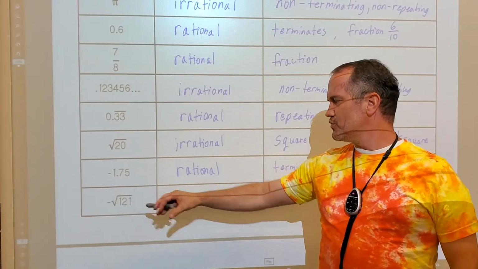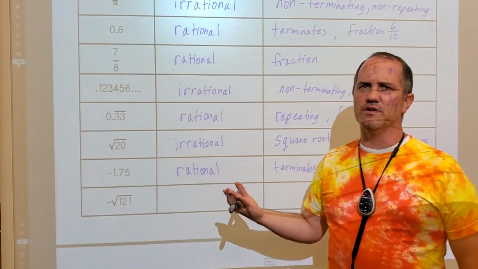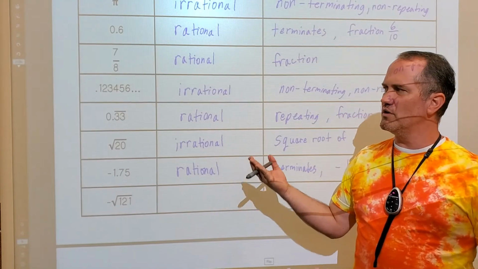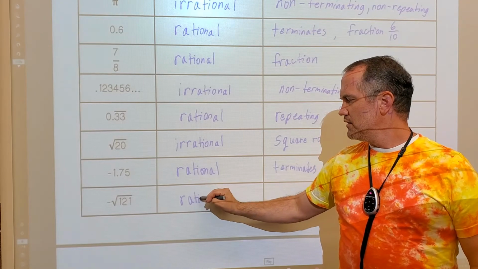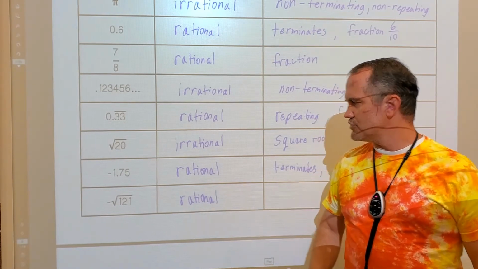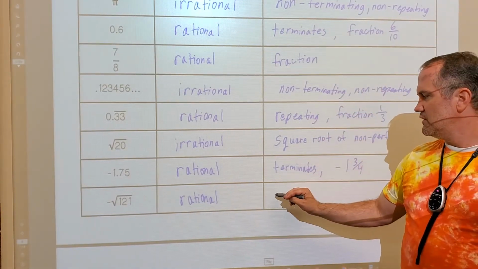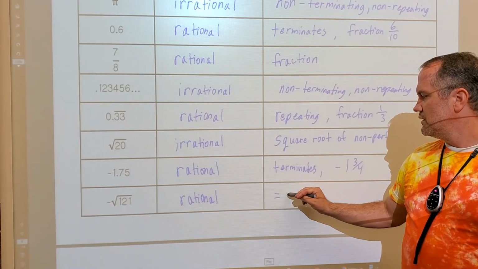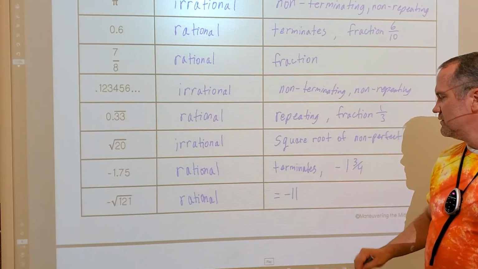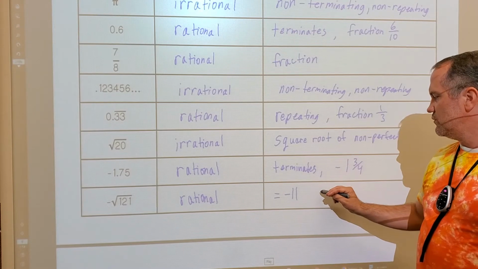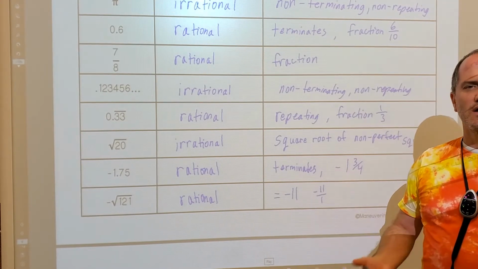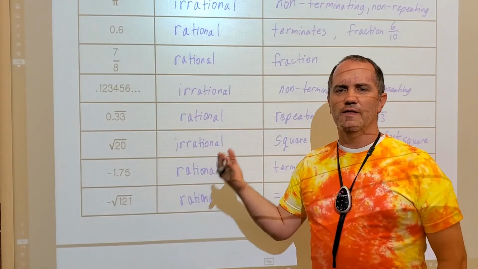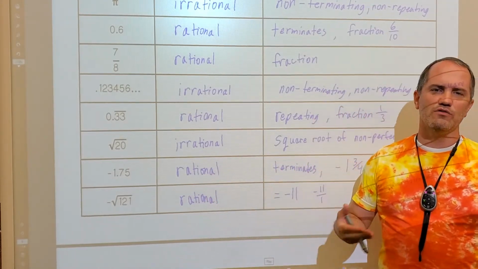And then negative square root of 121. Well, we have to say, okay, it's a square root, but the square root of 121. 121 is a perfect square. And so that is rational. So that equals negative 11, because it's negative out front, and we could write that as negative 11 over 1. Again, the square root of a perfect square is going to be rational.